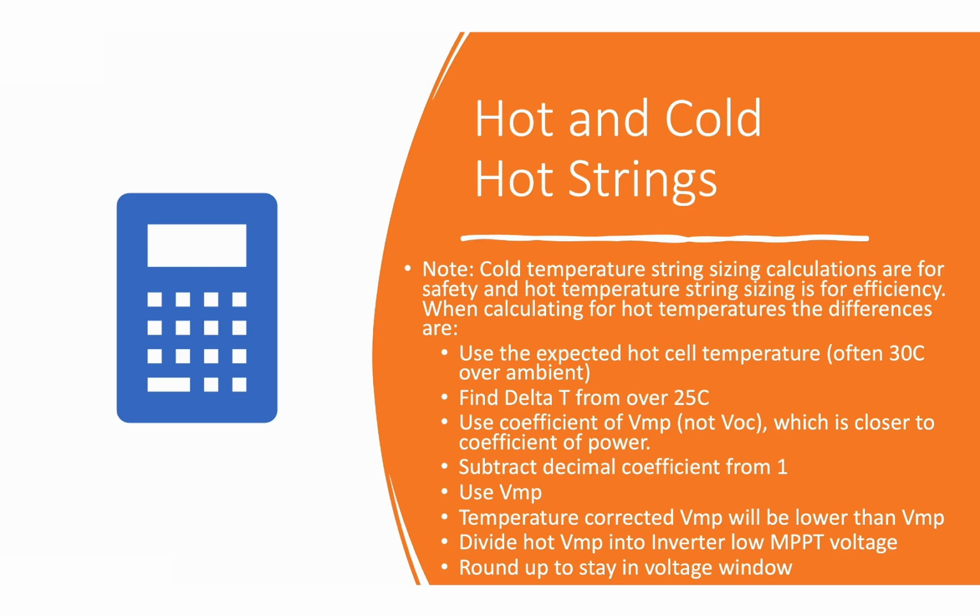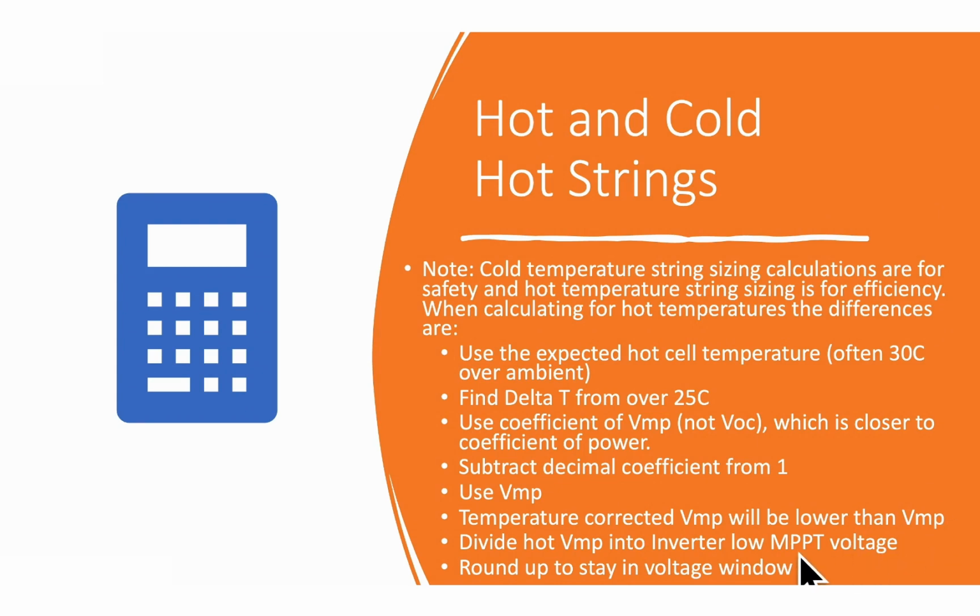Then I get my VMP, because we're talking about efficiency, and VOC isn't related to efficiency because it's turned off. It's a safety thing. It's your highest voltage. So VMP times 0.8, if it was a 20% loss, I would multiply those two together and then take that number, maybe it's 25 volts or 30 volts or something like that, and divide that into the inverter's lower maximum power point tracking voltage. Let's say that I got 5.5 in series. Then for this one, I have to round up to stay in the window.